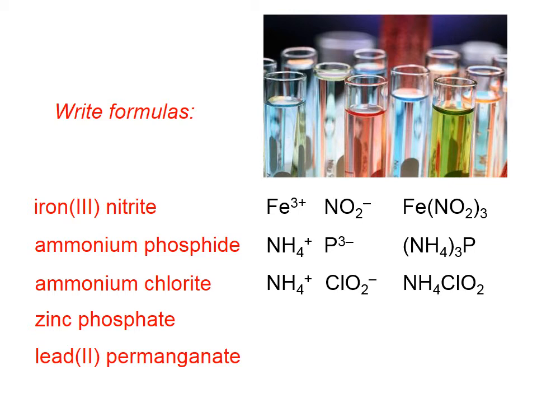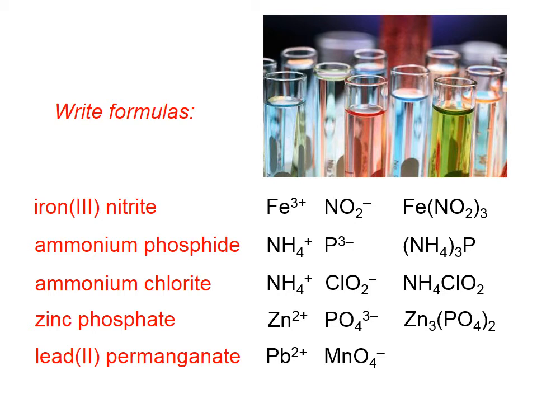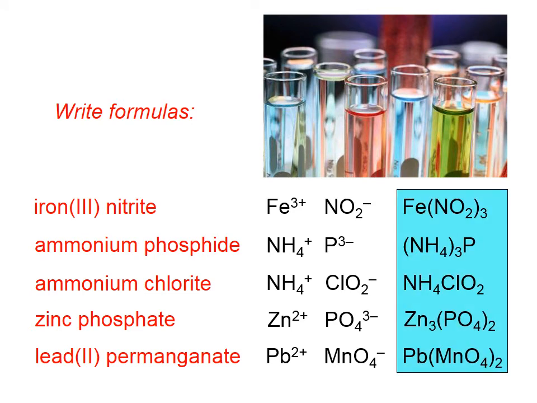What about zinc phosphate? Zinc is a fixed charge cation. We're supposed to know that its charge is going to be 2 plus when it forms a cation. Phosphate is PO4 3 minus. So we're going to need 3 zinc ions and 2 phosphate ions to make this a neutral formula. And lead permanganate. Permanganate is one of those ions that I've asked my students to memorize. There's the charge on lead, 2. Permanganate is MnO4 1 minus. So we're going to need 2 permanganate ions for lead 2 permanganate.